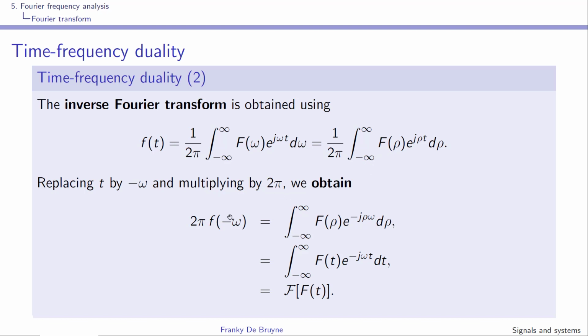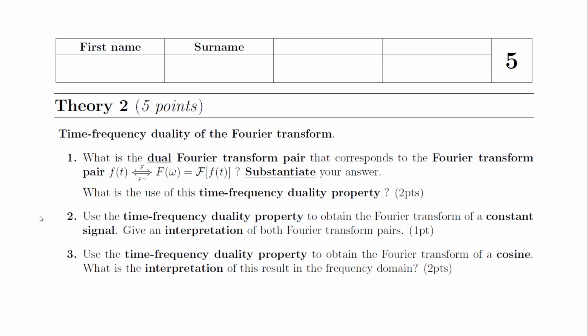If you plug this in here and in here, you have 2 pi f of minus omega, and then you replace t by minus omega and you obtain this expression here. So what we'll do is do another change of variables. We replace rho by t, and what appears here is the Fourier transform of capital F of t. So we have constructed another Fourier transform pair. So capital F of t, and its Fourier transform is 2 pi. You take the original function of time and you make it a function of frequency, and you don't forget the minus sign over here.